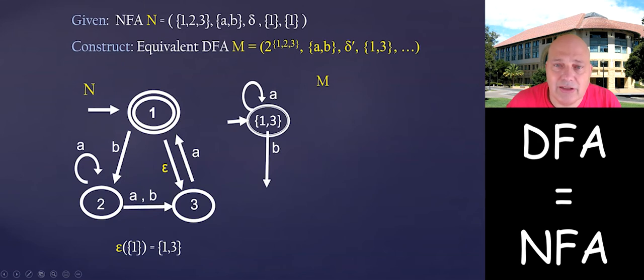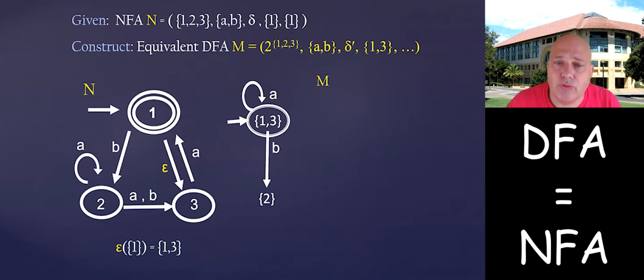Let's look at B. From {1, 3}, where can you reach on B? From 1, you can reach 2, and from 3, there is no B transition, so you cannot reach anything else. So from {1, 3}, you can reach 2 with the B transition, and you need to take the epsilon closure, but the epsilon closure of 2 is just 2, because 2 doesn't have any epsilon transitions.